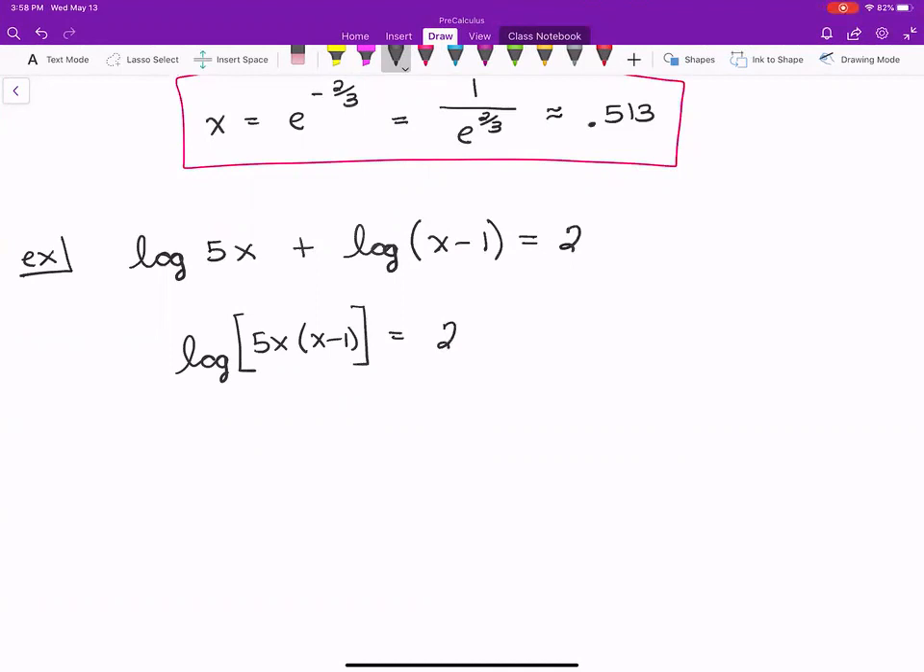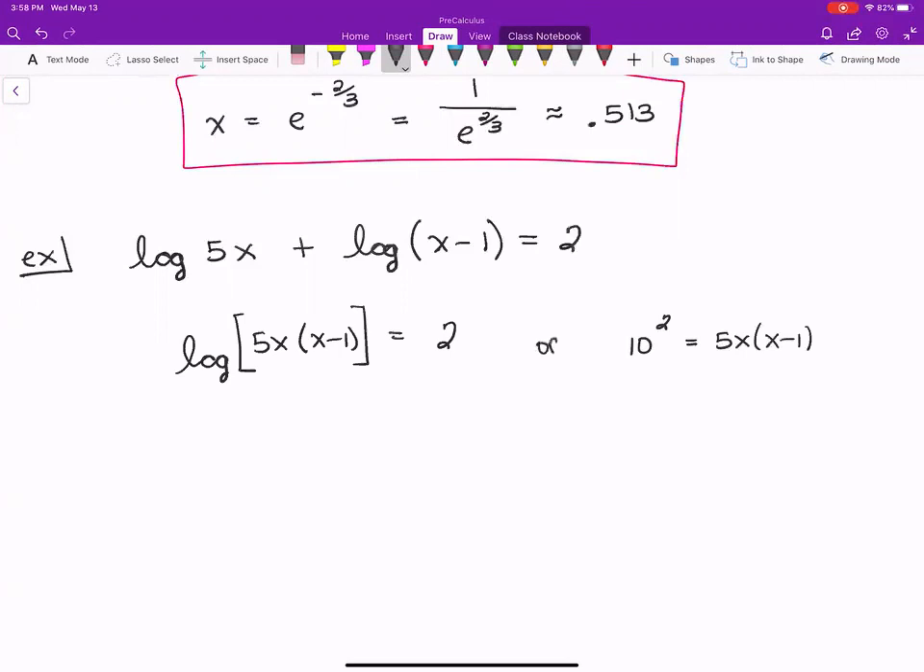All right, then from here, you can decide how you want to deal with this. So I can either say a log is an exponent and a base is always a base. So if I do that, then I would say that the log equals the exponent. So 2 is the exponent. The base, which isn't written, is 10. And that'll be equal to the 5x times the x minus 1.